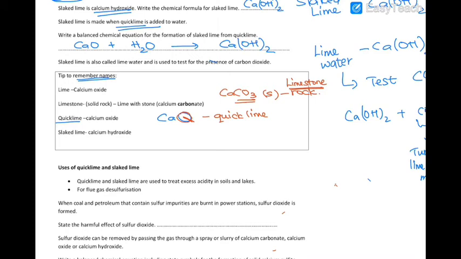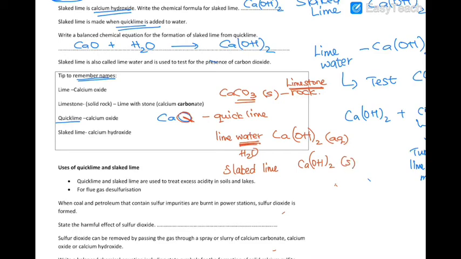And then lime water, this is water, H2O, so Ca(OH)2, and because it's water, it's in the aqueous state. And then you'll have slaked lime, which is left. Slaked lime is basically the solid version of lime water.